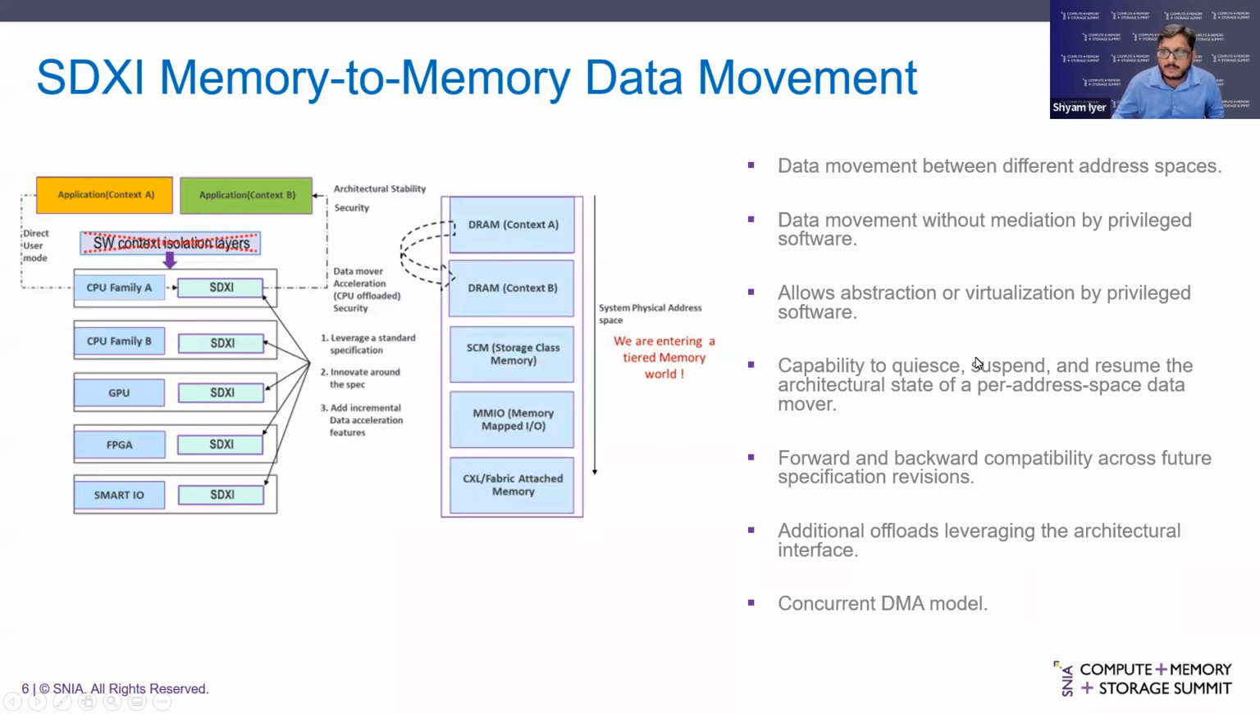This is particularly useful if you're trying to move the application or the VM and do live migration of the workload. Forward and backward compatibility has been envisioned. The interface is very extensible, such that you can have additional offloads, not just memory data movement, but also additional kinds of data transformation as you're doing those data movements and copies. And it's a very concurrent DMA model. That means you can have multiple parallel DMA accesses going on at the same time.